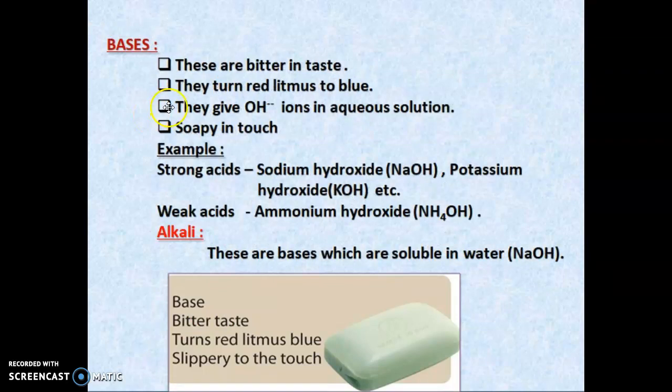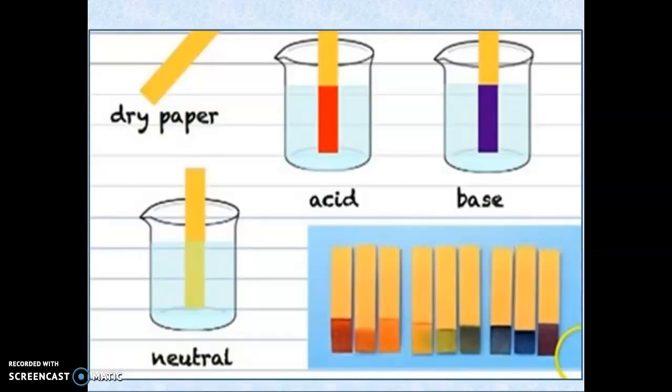Next, base. The properties of a base. These are bitter in taste. They turn red litmus to blue. We have seen that when a blue litmus reacts with an acid, it changes into red. But with a base, a red litmus changes into blue. In neutral, what happens? There will not be any change.